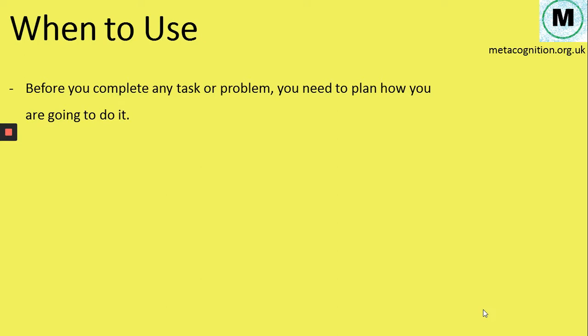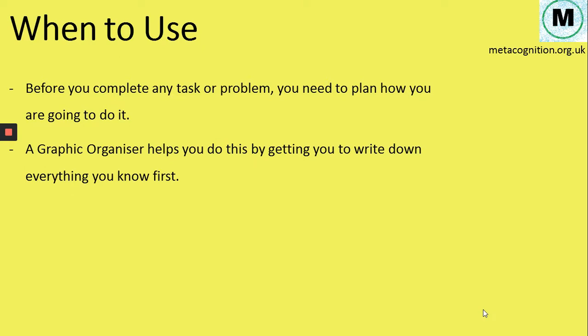But when you're in school or you're doing something at work, things are a little bit harder and you do need to plan how you're going to do them. So if you're writing a story, you need to plan how you're going to write it, what characters you're going to include, everything like that. So that's why we use these graphic organisers, because they are special tools that help us to plan and write down everything we know first. And once we've written it all down, it makes it a lot easier for us to do the task or to do the problem.